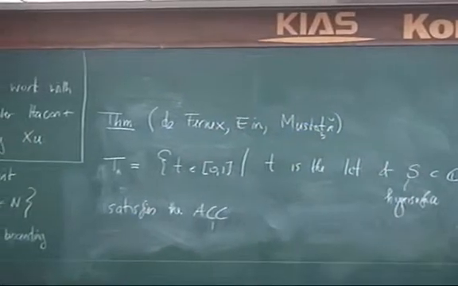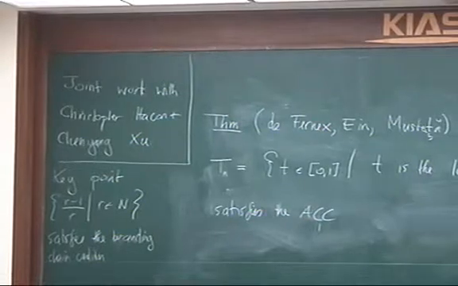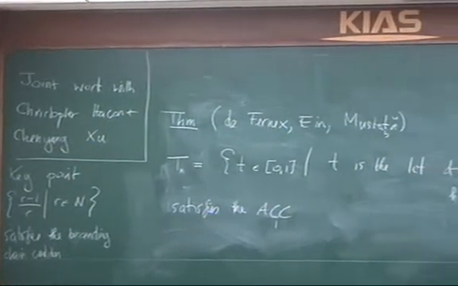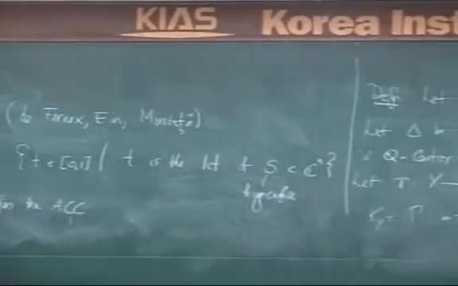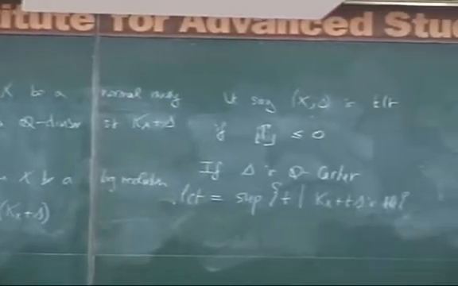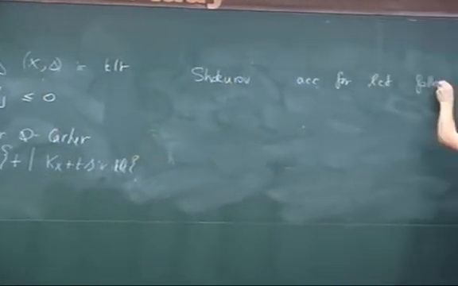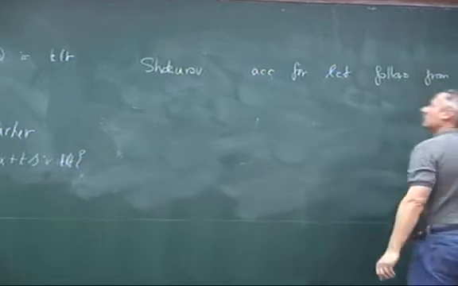So Shokurov's clever observation is the following: the ACC for the log canonical threshold follows from the following.